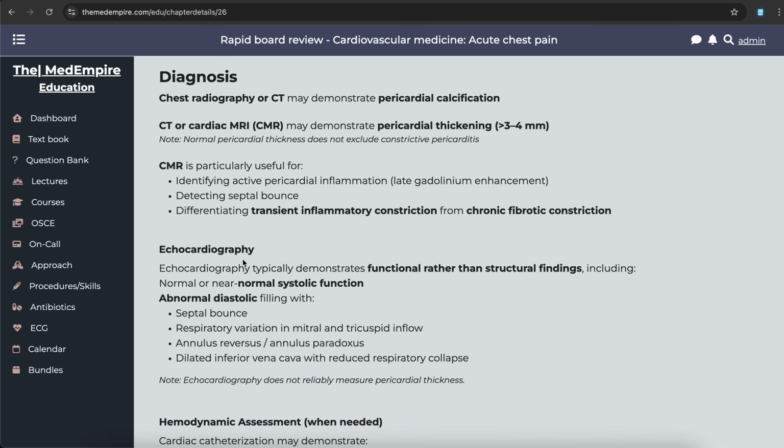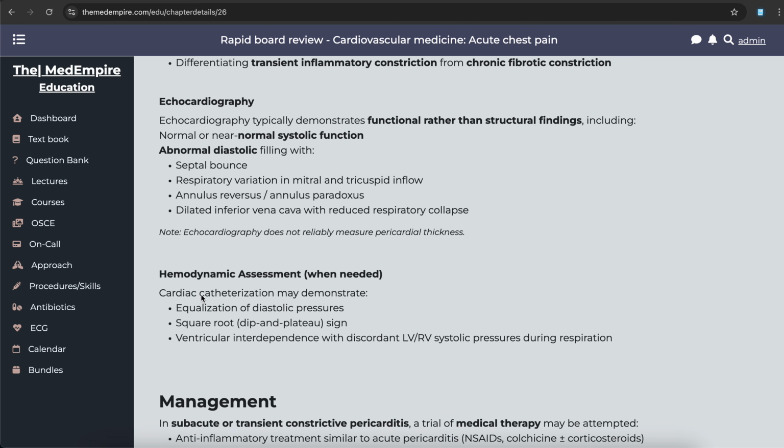Regarding the echocardiogram, it will demonstrate the function rather than the structure of the heart. A very important key is they have normal systolic function or near normal. It means the pumping of the heart is normal, but the relaxing or the filling of the heart is abnormal, and it will have septal bouncing, which is the abnormal septal movement, respiratory variation in mitral and tricuspid inflow, annulus reversus, which is an abnormality with the velocity, and dilated inferior vena cava with reduced respiratory collapse.